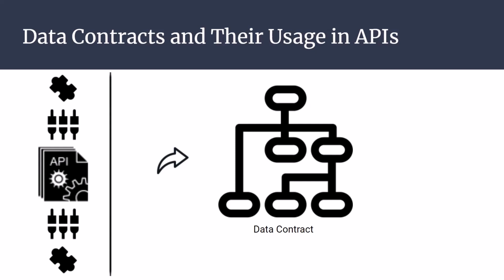The connection between an API and the data contract is that the API defines how the client and server will communicate with each other, while the data contract defines the structure of the data that will be exchanged between them. In other words, the API defines the how, while the data contract defines the what.